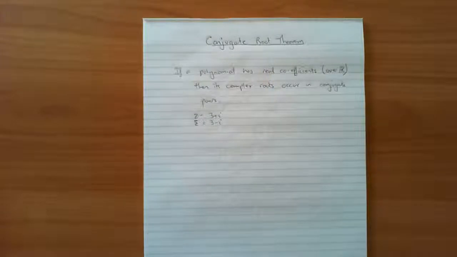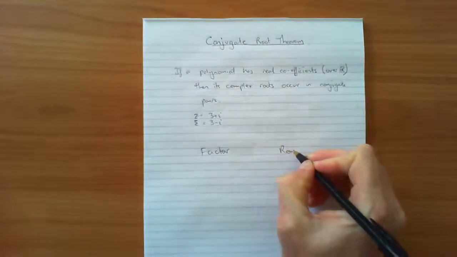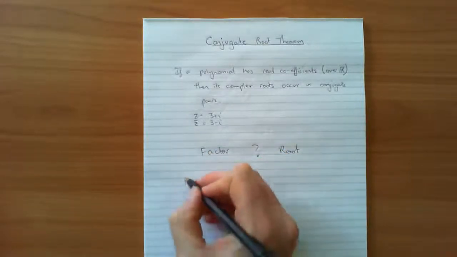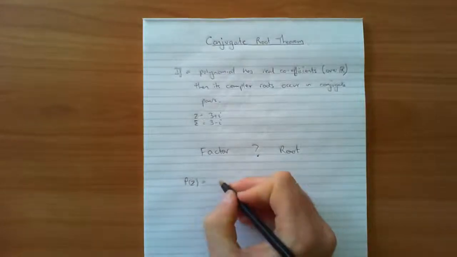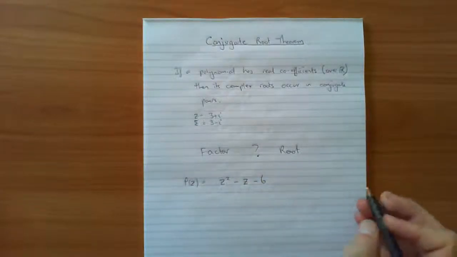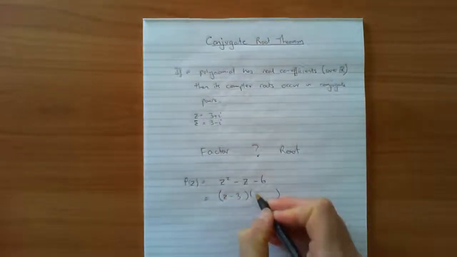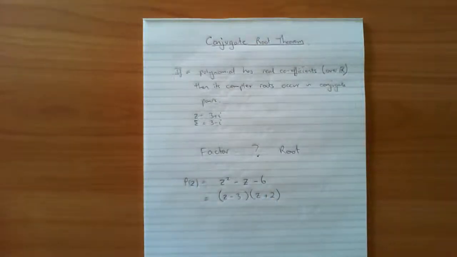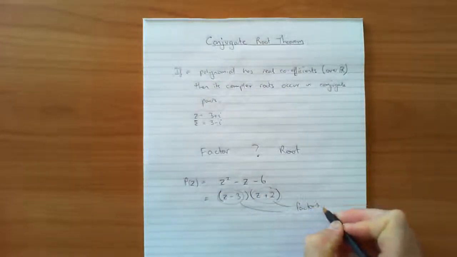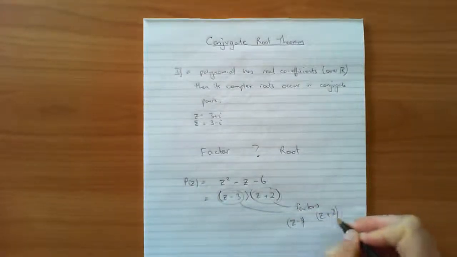But before we go on, I just want to make the distinction between a factor and a root. What's the difference between a factor and a root? Let's go back to one of those earlier questions we did. P(z) was equal to z squared minus z minus 6, I think it was, and we factorized that and we got z take away 3 and z plus 2. Okay, these are factors. So z minus 3 is a factor, z plus 2 is a factor.